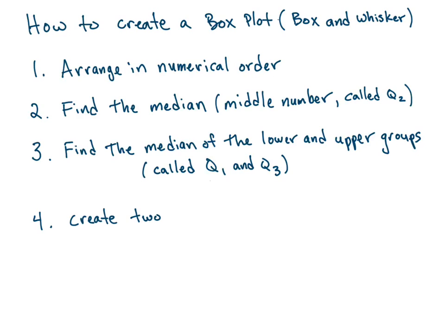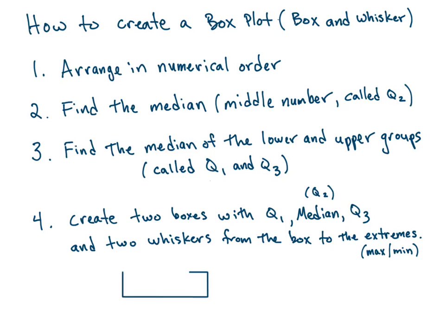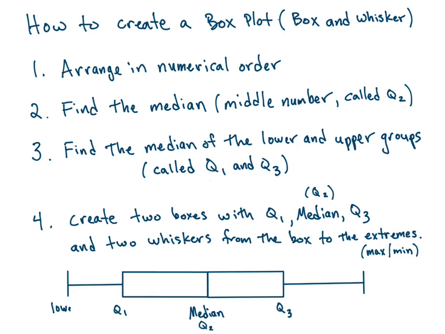Fourth thing is we're actually going to create our box and whisker. So we're going to create 2 boxes with Q1, Q2, and Q3. The median is the main one in the middle. Q1 and Q3 are the ends of the box. And then we're going to do 2 whiskers off the ends of these boxes using the extreme value, so the maximum or the minimum value. So we're going to start by making a box with Q1, the median, which is Q2, and Q3, and then we're going to take the lowest, the min, the highest, the max, and we'll put those on the ends of essentially what looks like whiskers. That's why it looks like a box and whisker plot.